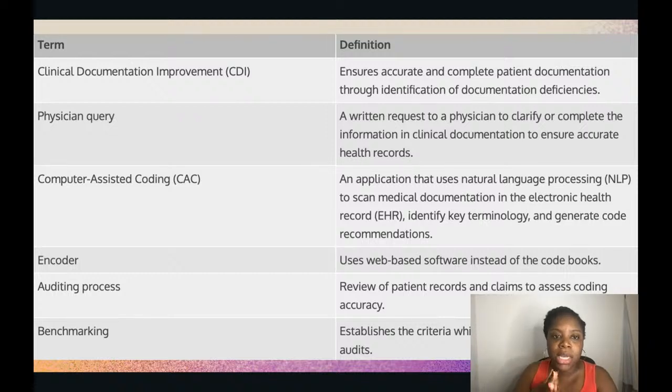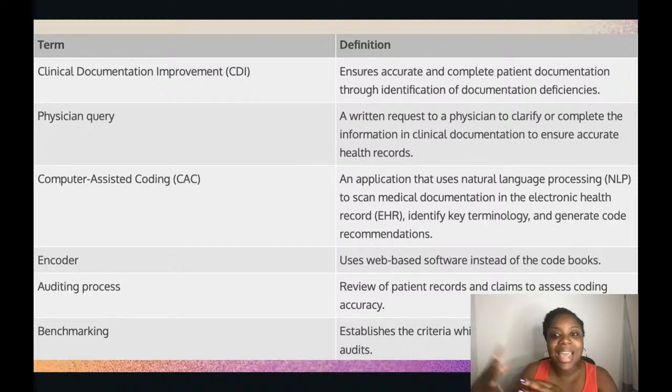So the next term I wanted to cover that relates to CDI is something called computer assisted coding, or a CAC. What is a CAC? A CAC is an application that uses natural language processing, or NLP, to scan medical documentation in the electronic health record. It helps to identify key terminology, and it also will generate code recommendations. So a CAC is used in healthcare facilities to assist when it comes to CPTs and assigning ICD-10 codes.